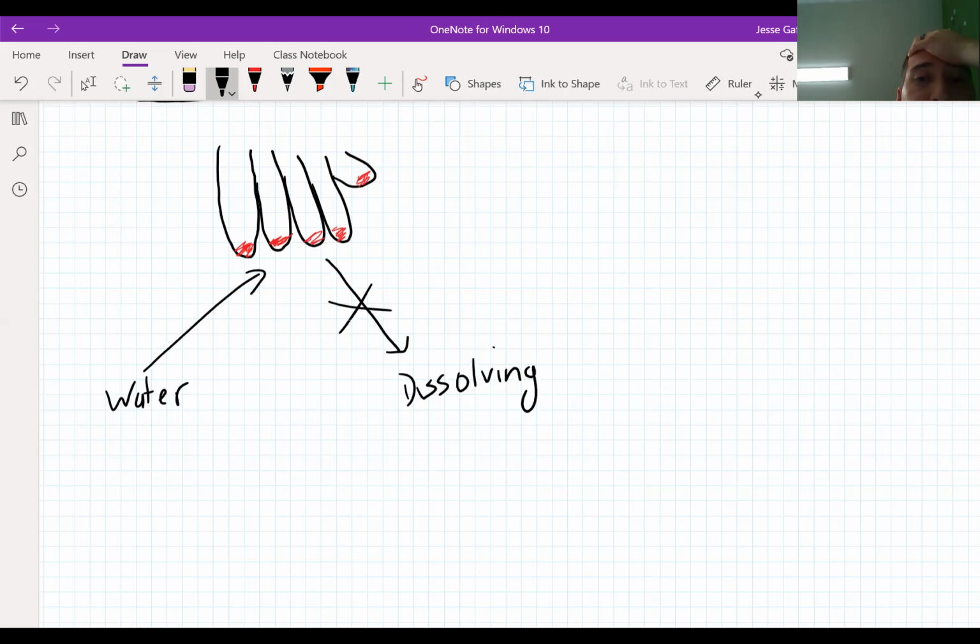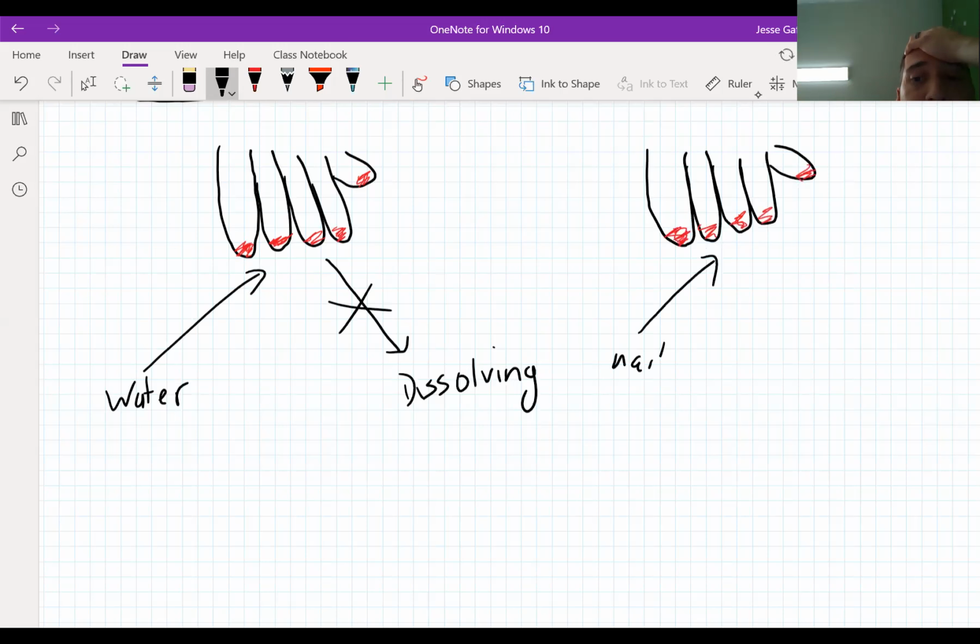Well, does that mean it's going to be there forever? Of course it's not going to be there forever. Nail varnish is not permanent, and the key thing is, if you want to get rid of it, you don't use water. You have to find another liquid which can act as a solvent. The liquid we're going to use is called nail varnish remover, and the chemical in nail varnish remover that's able to dissolve the nail polish is called acetone.